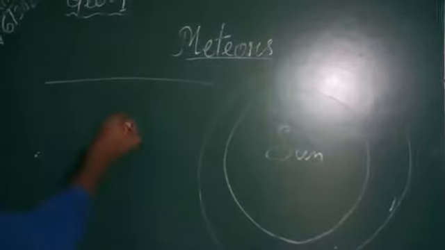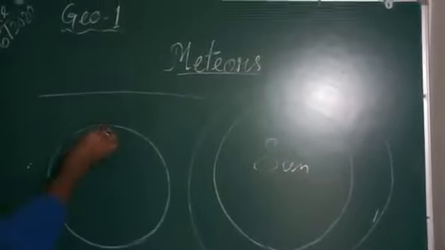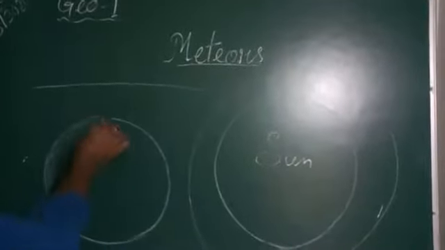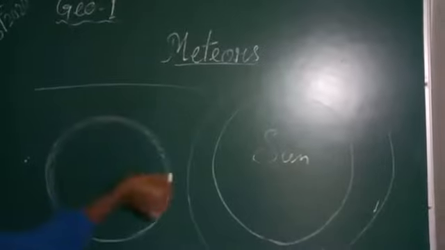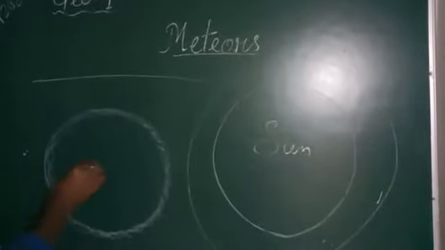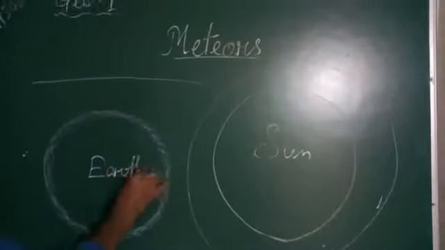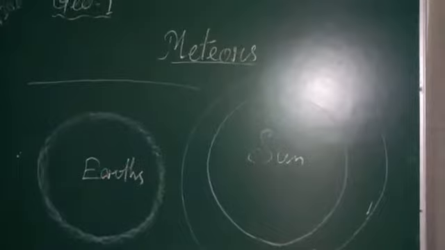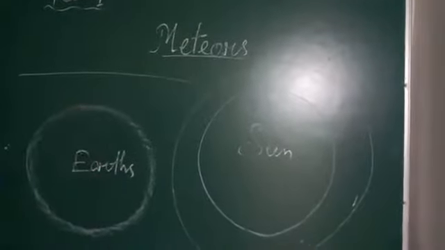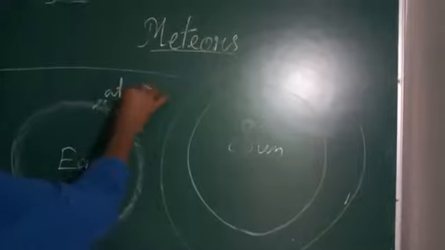So if Earth is here, this is called the atmosphere. That means the outer part of our Earth is called the atmosphere. Earlier we discussed that in the atmosphere, many things are there. This is the atmosphere.